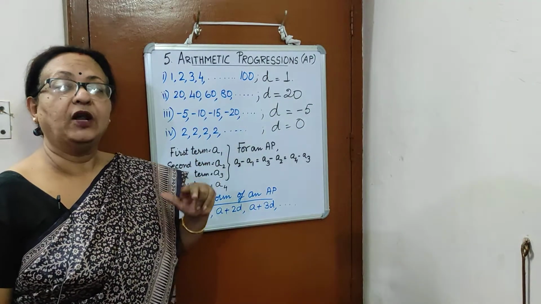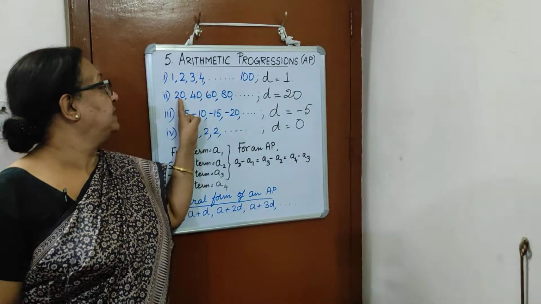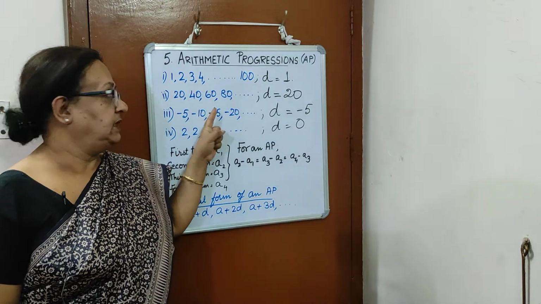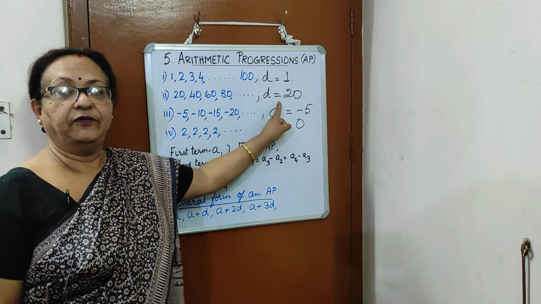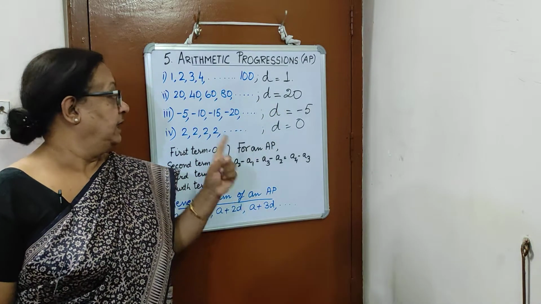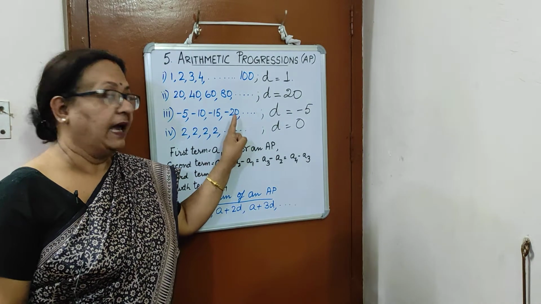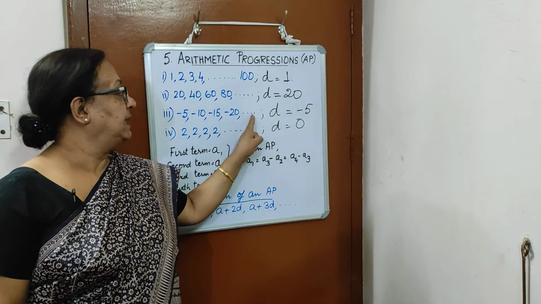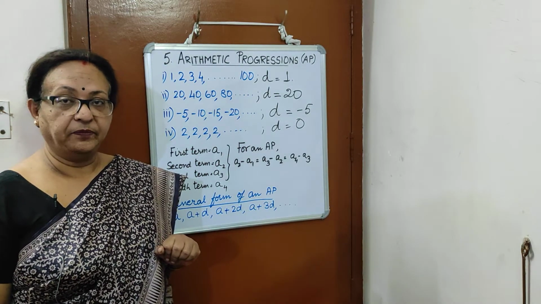Else we can also find out d. How? By subtracting the first number from the second. 40 minus 20, 20, or 60 minus 40 is 20. So the common difference is 20. Third one, the numbers are decreasing and therefore d is minus 5. All the numbers are decreasing by 5 units, therefore d is minus 5.